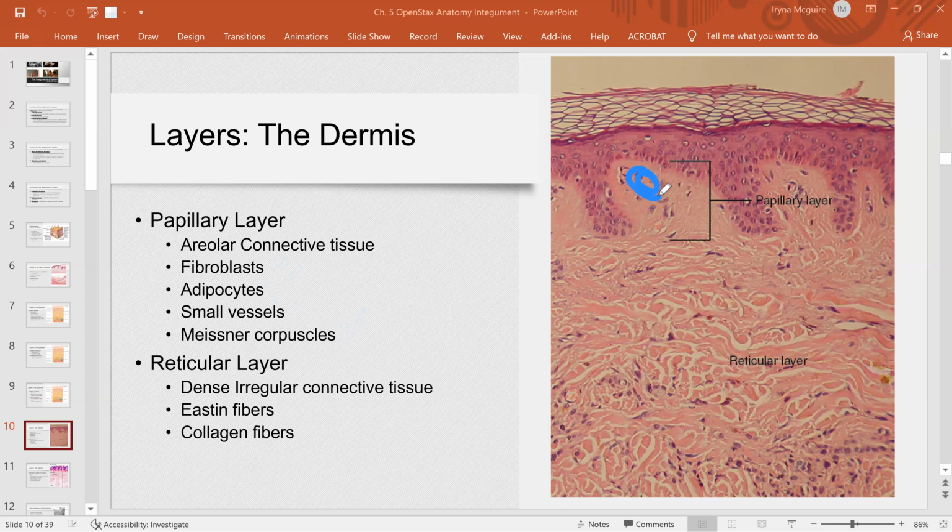Now, in the reticular layer, you will have lots of collagen fibers and elastic fibers. And the cells are also going to be fibroblasts. So fibroblasts here and there.